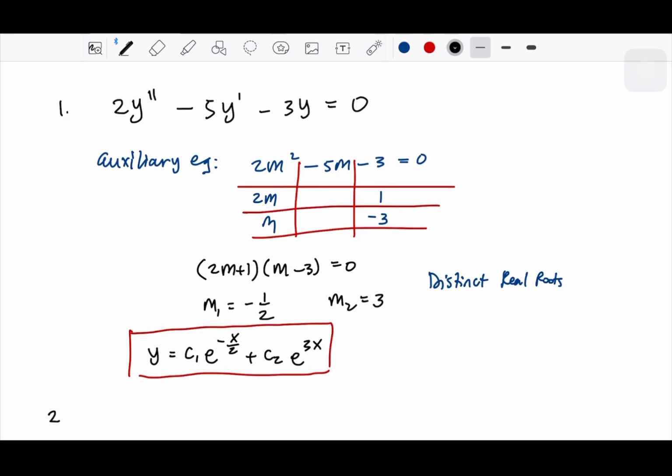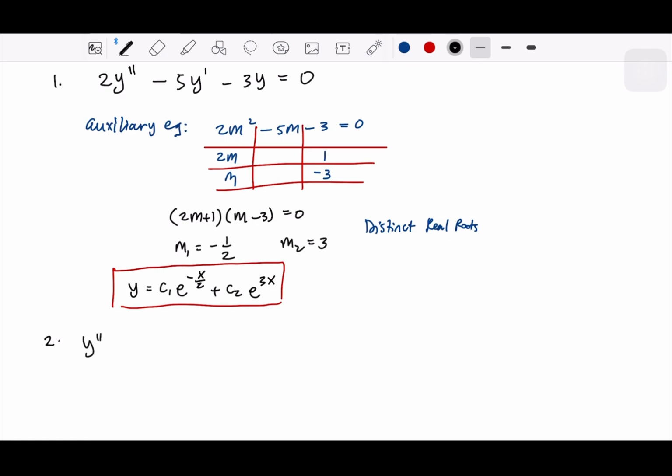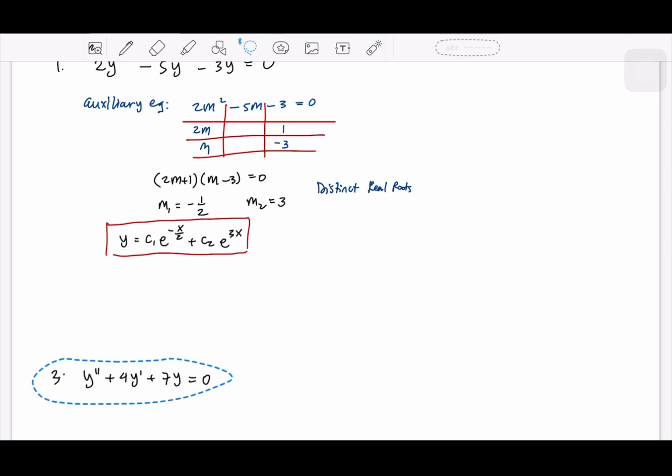So number 2, this is for the second case. Let me write you the equation first. And the same way, we could exchange directly the double prime with the m squared, 4m plus 7. Sorry, this one is for the third one. So this will be here. The second one is different.